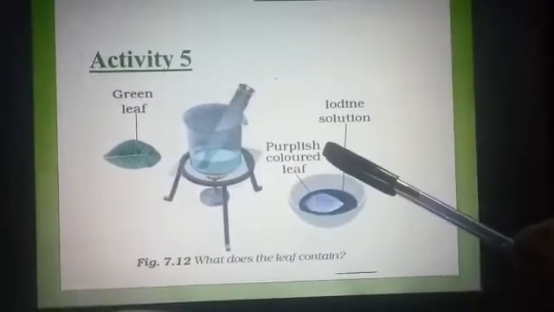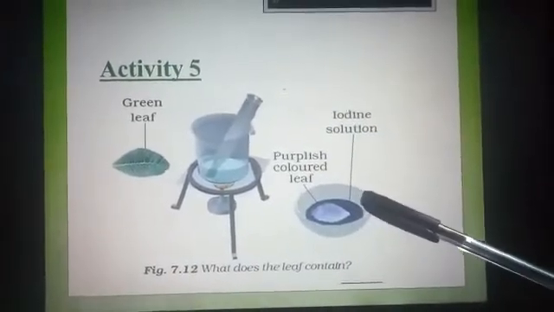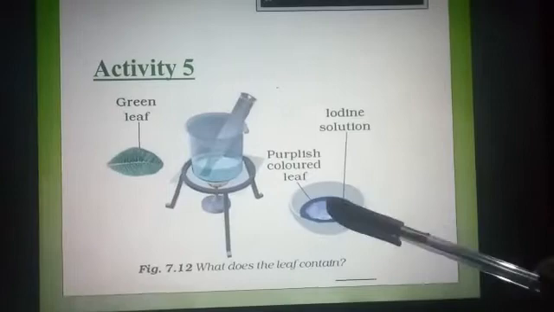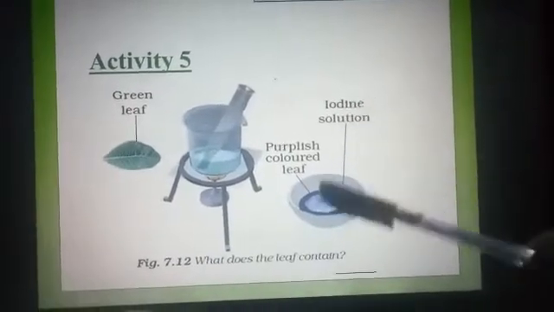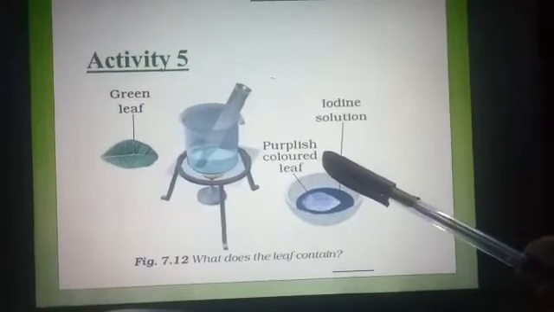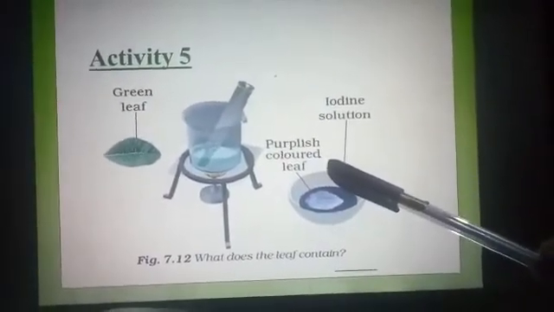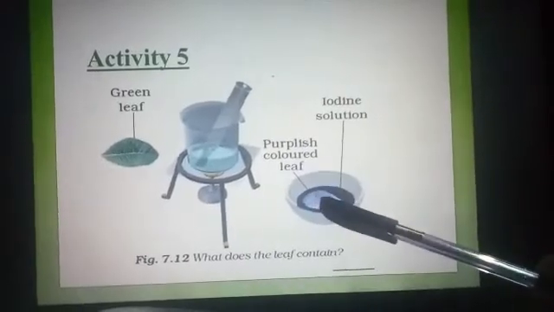Okay, at that time, what you have to do? You have to remove this test tube, put the leaf in a watch glass, and then after washing, put some iodine solution. There is a blue black color, a purplish color. This purple or blue black color indicates the presence of starch.